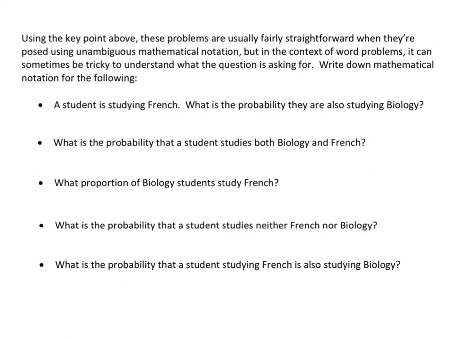So using the key point that we talked about before, and thinking about Venn diagrams and restricting ourselves to the sample space of the condition, these problems are usually pretty straightforward when they're posed using unambiguous mathematical notation. But with word problems, the complexities of the English language can make it tricky to understand what the question is asking for. So I want us to practice reading these 5 questions and making sure you can write down the notation for them.